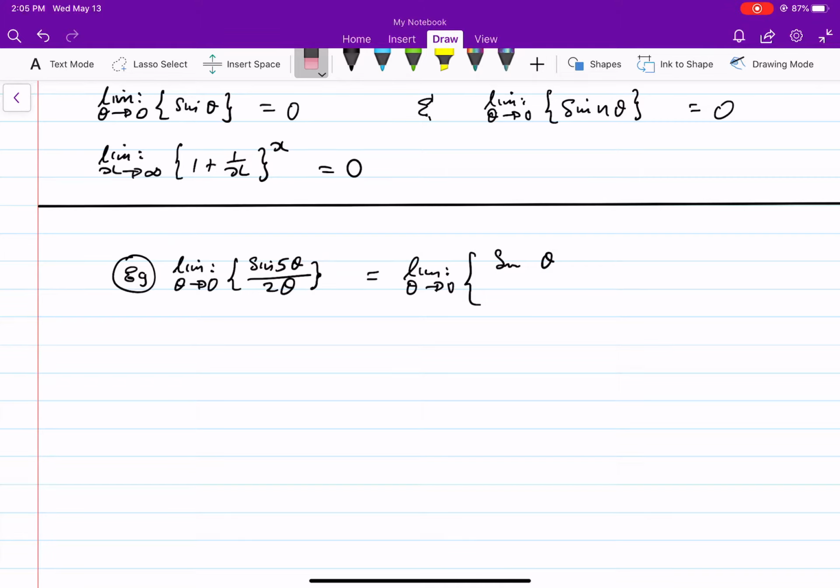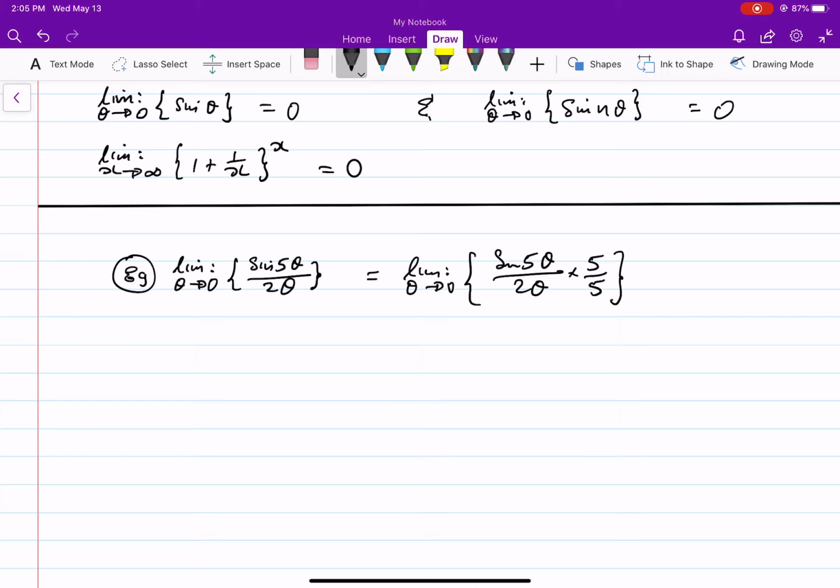Yes. Of sine 5 theta upon 2 theta. But then I'll do this little trick. I'll multiply top and bottom by 5. I haven't changed anything, have I? I have not changed anything. Multiplying top and bottom by 5 is just like multiplying by 1, which doesn't change the expression. However, I'll remove the 5 from the numerator and the 2 from the denominator. Pull it outside of the limit.